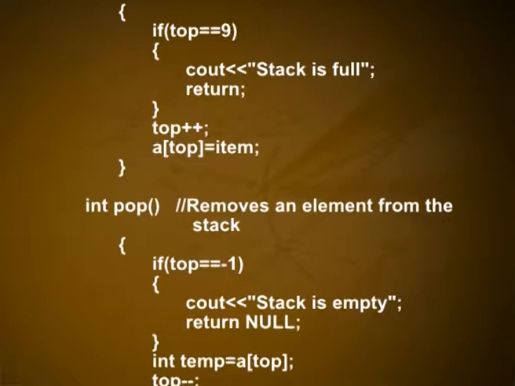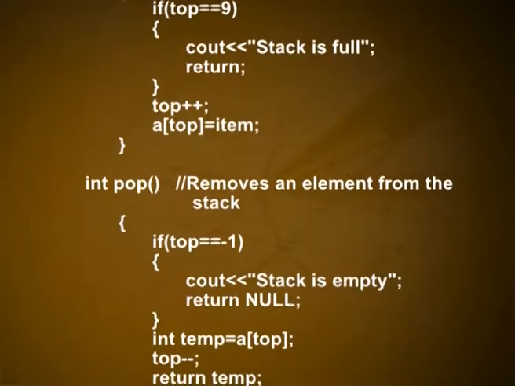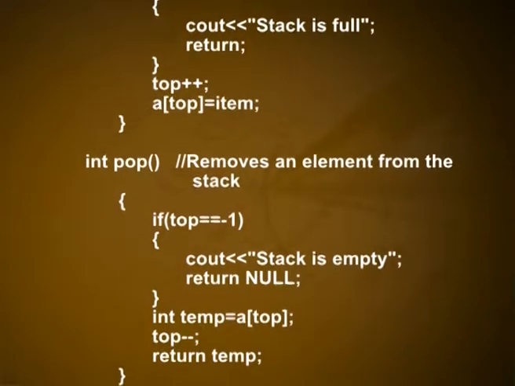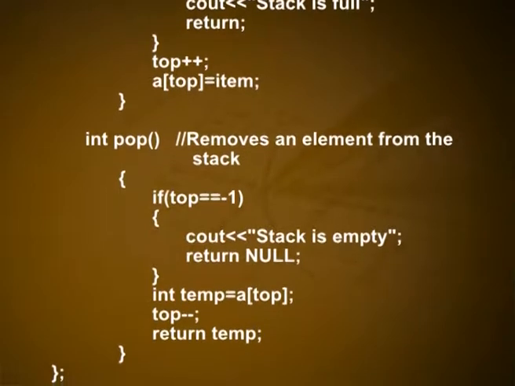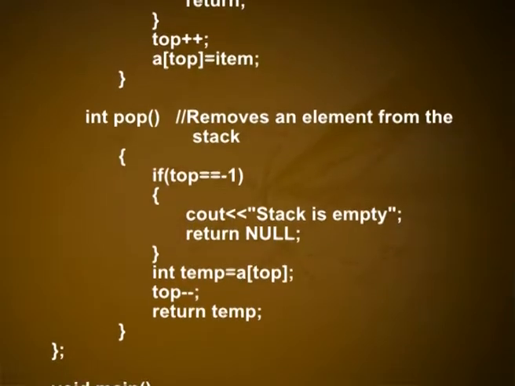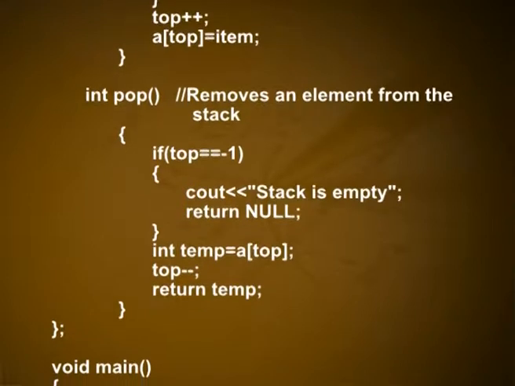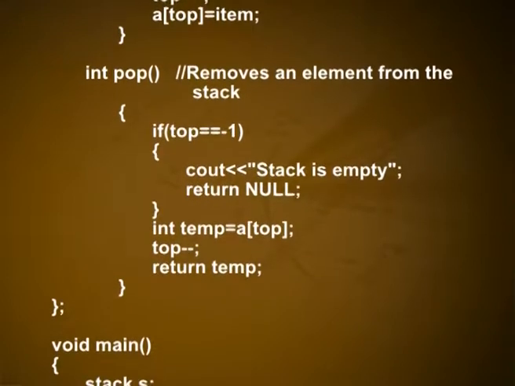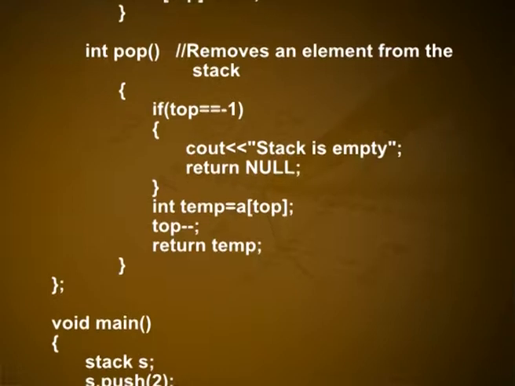Int pop removes an item from the stack. If top equals -1, cout stack is empty. Return null. Int temp equals a[top]. top--, return temp.